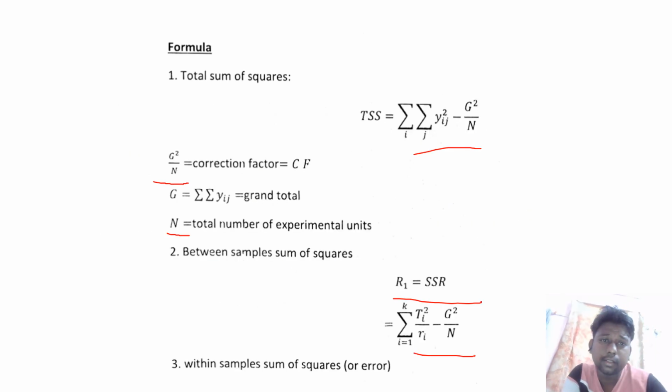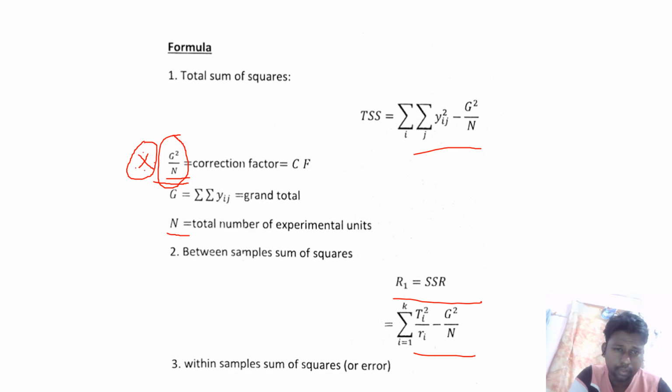There is another formula for the total sum of squares: the sum of Yij squared minus G squared by n. G squared by n is a very important point to keep in mind. This is the most common term used in every formula we apply. In these sum of squares formulas, they have implemented G squared by n, the correction factor.